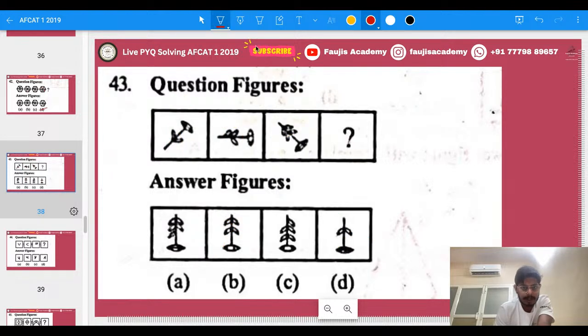Okay, see, left side the petal came first. Okay, then the right side. So over here also left side the petal will come. This is the left side, right? 43, what will come? 43, C will be the answer, right?